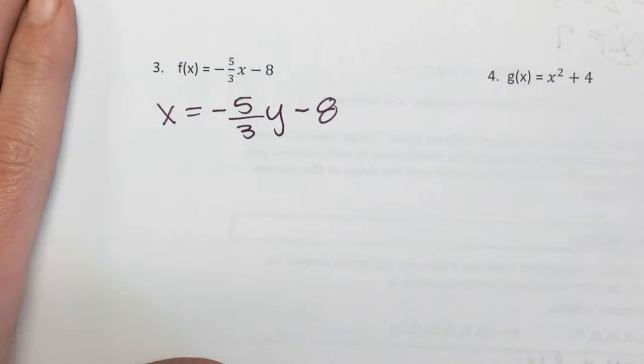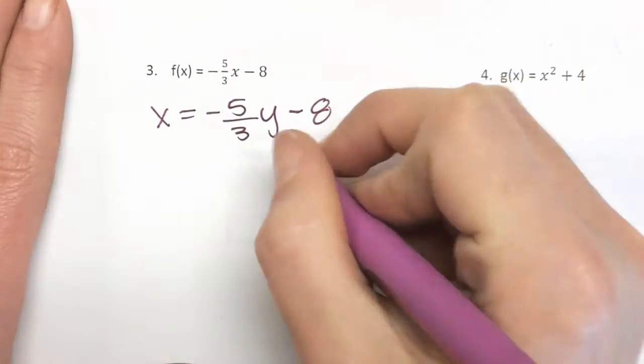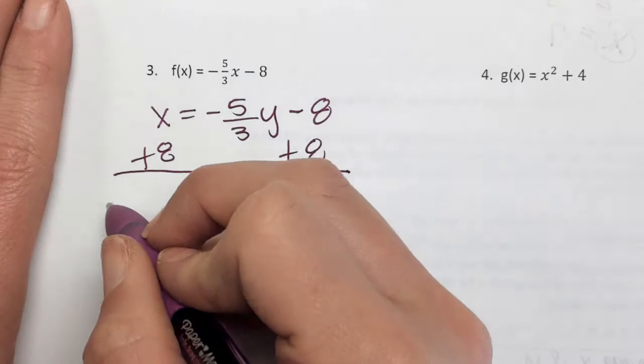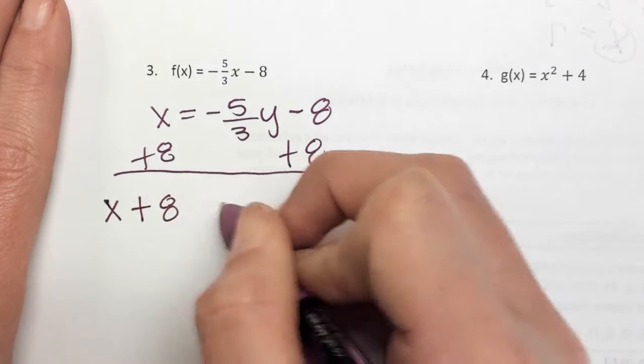Alright, next. Okay. Next. Add 8. That's what I would do. So on the left side? Nope. Very good. Can't add them if they're not like terms.